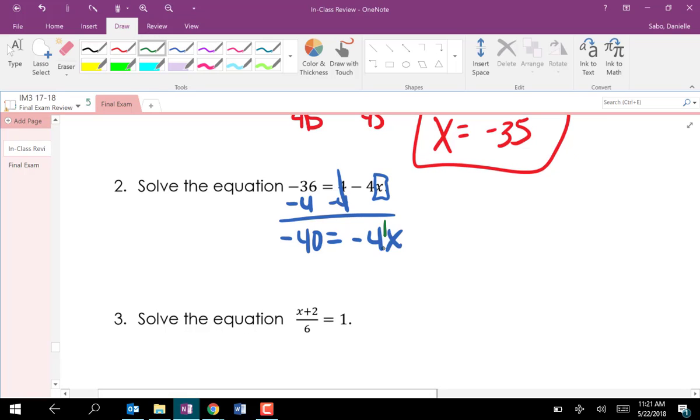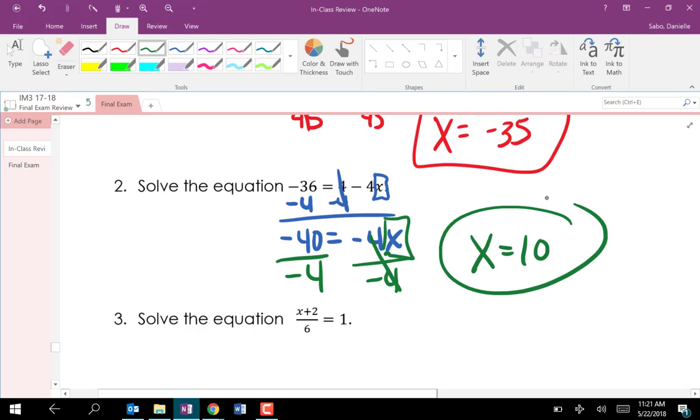Again, the goal is to get the x alone. It's currently multiplying, so what should I do? Divide. And what is my final answer? Very good. So pretty straightforward. There is some pretty easy solving ones that should be really easy on your test.